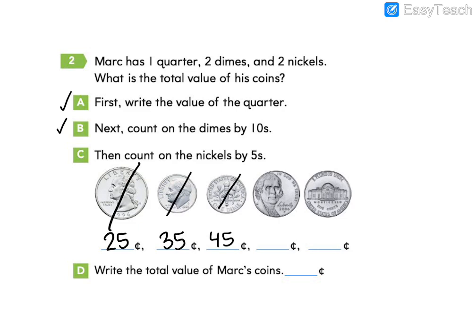All right, now we're left with nickels. 5 more than 45, 45, 50. And 5 more than 50 is 55. Mark's coins have a total value of 55 cents.